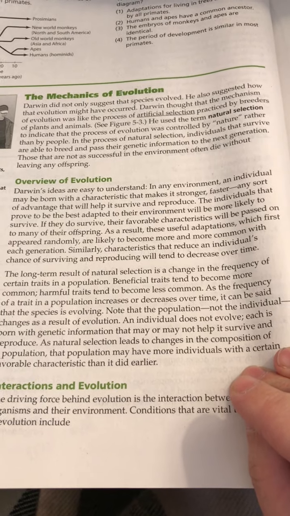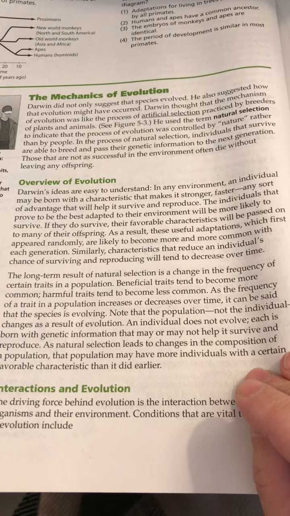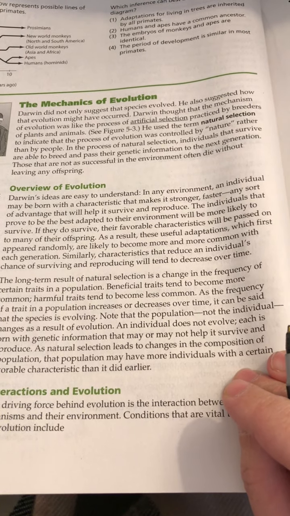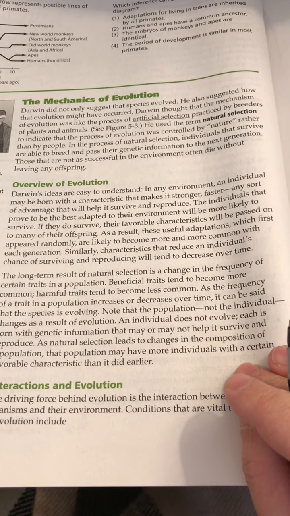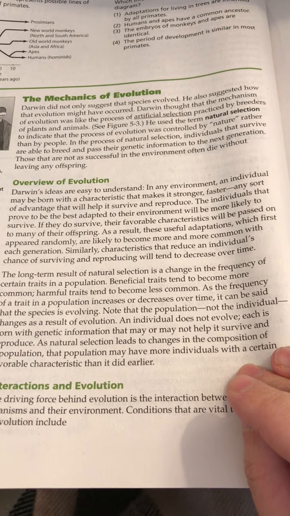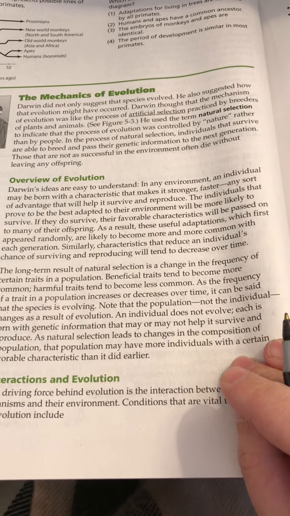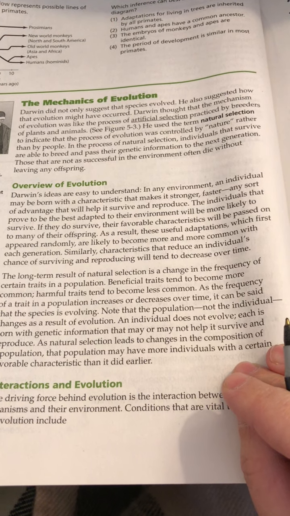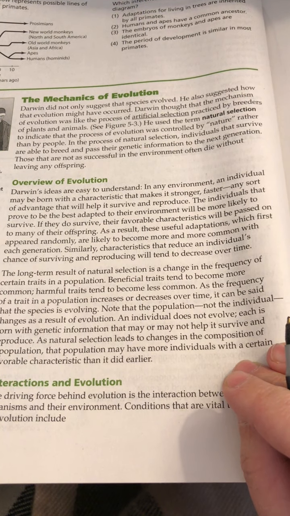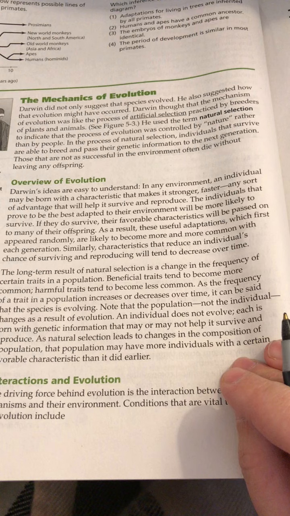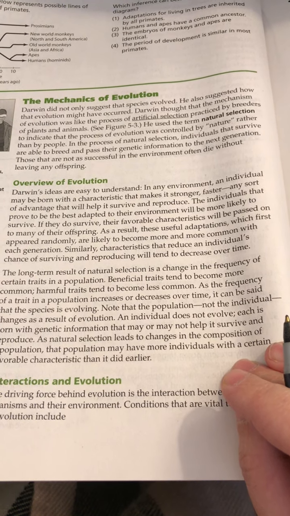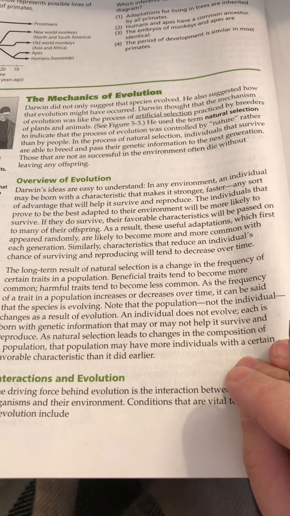Overview of evolution. Darwin's ideas are easy to understand. In any environment, an individual may be born with a characteristic that makes it stronger, faster, any sort of advantage that will help it survive and reproduce. The individuals that prove to be the best adapted to their environment will most likely survive. If they do survive, their favorable characteristics will be passed on to many of their offspring.